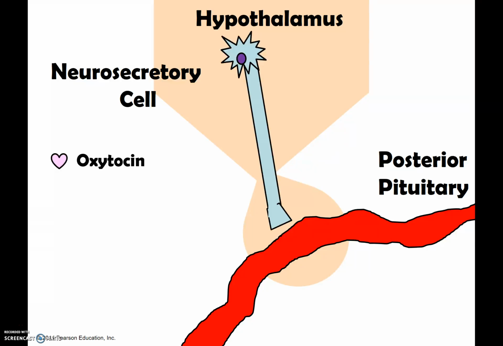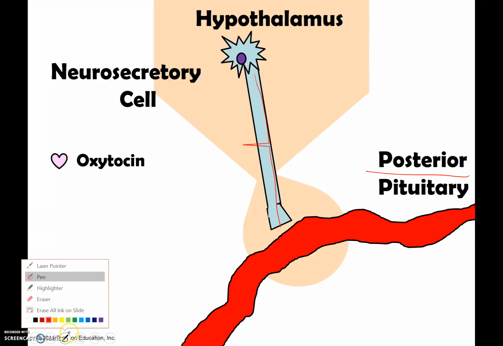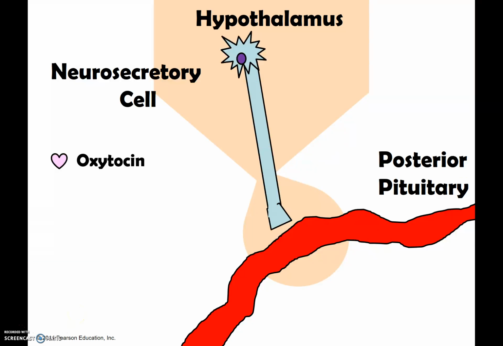Now this is because when the brain and the pituitary gland were forming, the posterior pituitary actually formed as an extension of the hypothalamus. So that's why this neurosecretory cell goes all the way into the posterior pituitary. Now the posterior pituitary doesn't actually make any hormones. All it does is store and release hormones made by the hypothalamus.